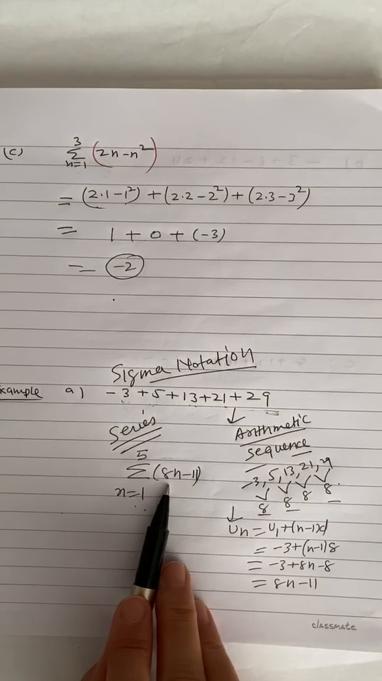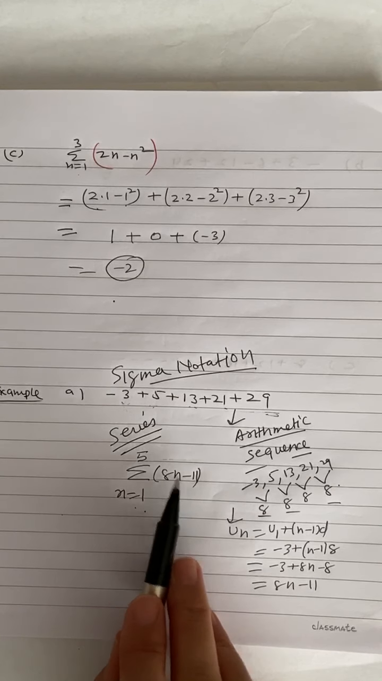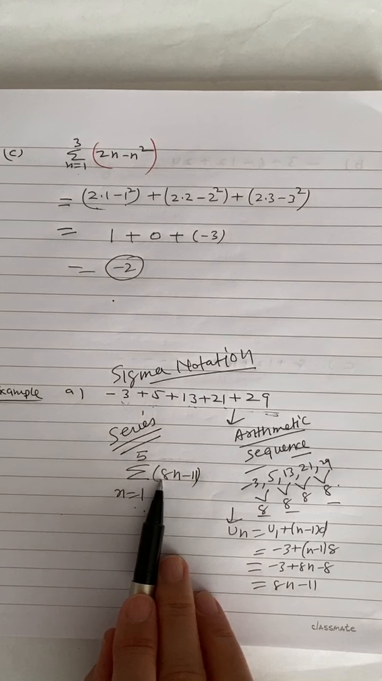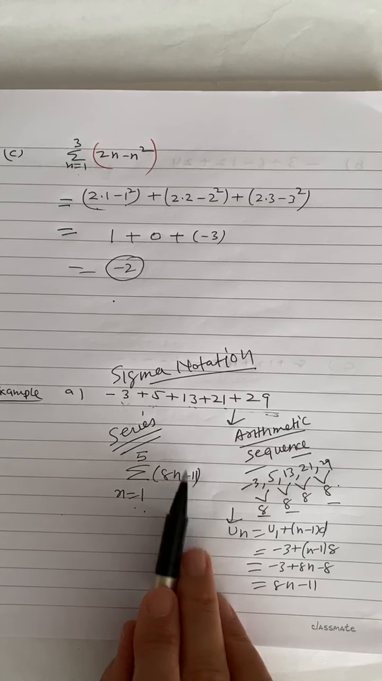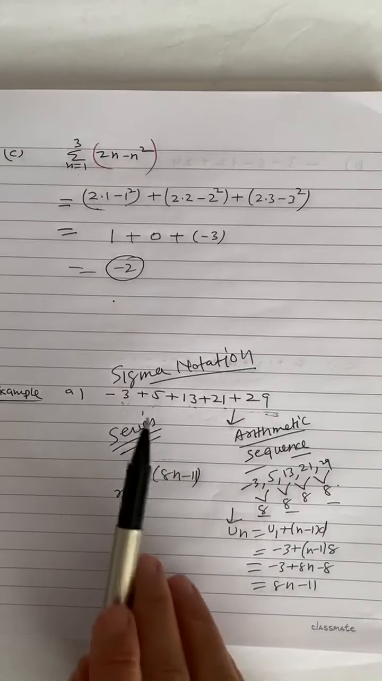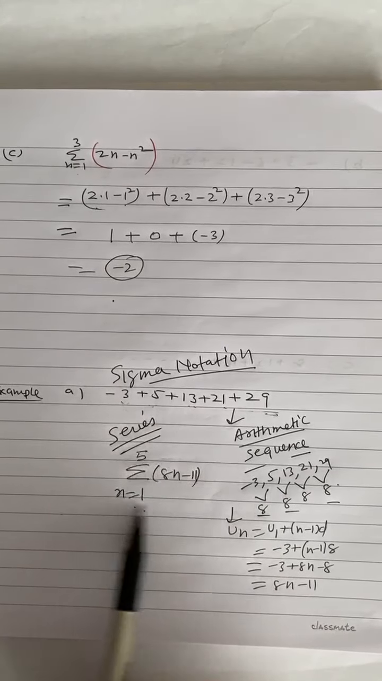Let's substitute n is 2. 8 times 2 is 16 minus 11 is 5. So second term is 5. 8 times 3 is 24 minus 11. That gives you 13. So this is how you can change a series into a sigma notation.